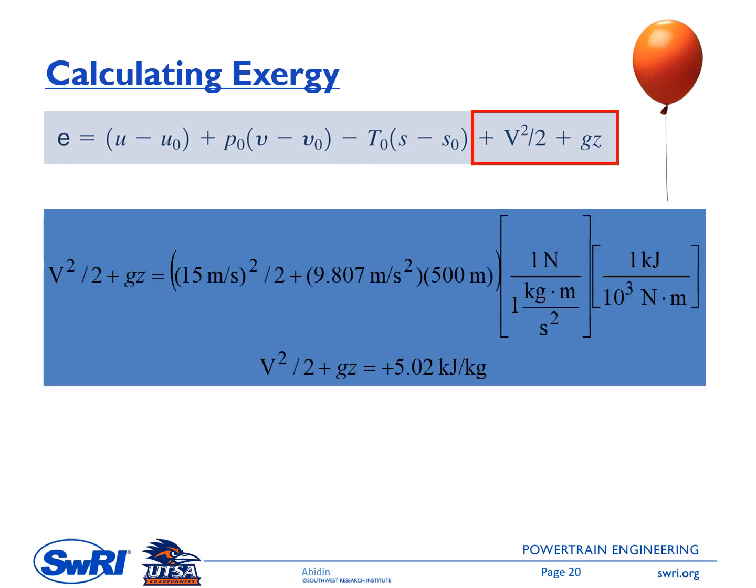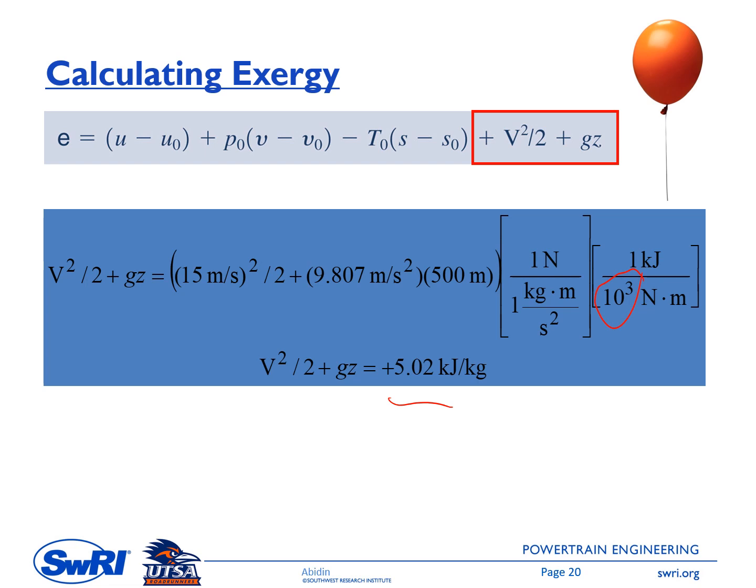And then the next one is to calculate the kinetic energy and potential energy. The velocity is given, it is 15 meter per second. And then the height from the environment, which is the Earth, is 0.5 kilometers. You need to convert it to meters, so you will get 500 meters. Okay. We try to make the unit the same as the unit of the first three here, which is in kilojoule. So in this case, you need to divide it by 1000. So the contribution of the kinetic energy and potential energy here is positive 5.02 kilojoule per kilogram.